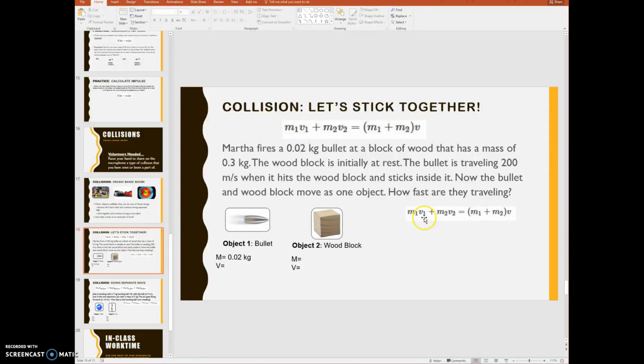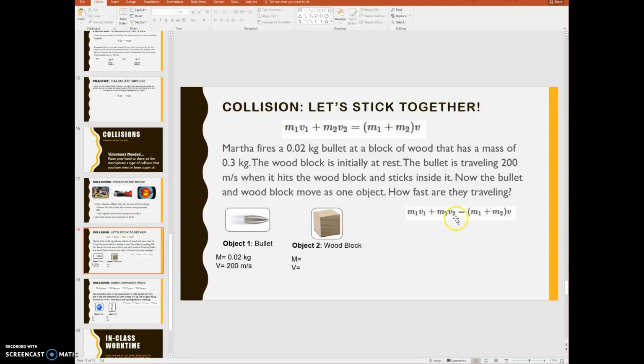My velocity of object 1, that's what v1 stands for, would be what? How fast was our bullet traveling? It says the bullet is traveling at 200 meters per second. Okay, so that is the initial mass and velocity of our bullet.